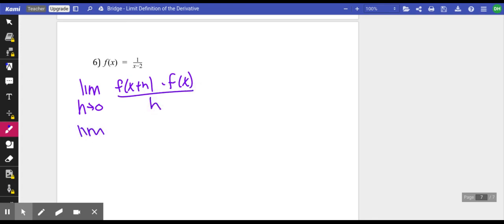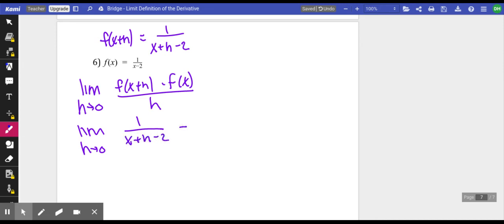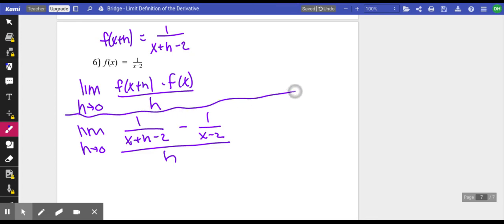So again, the first thing I'm going to do is replace every x with the x plus h. So I have f of x plus h equals 1 over x plus h minus 2. So this is going to turn into a nice big complex fraction. 1 over x plus h minus 2, minus 1 over x minus 2, minus just the f of x, all over h. All right, so now my goal is to clean up this complex fraction.